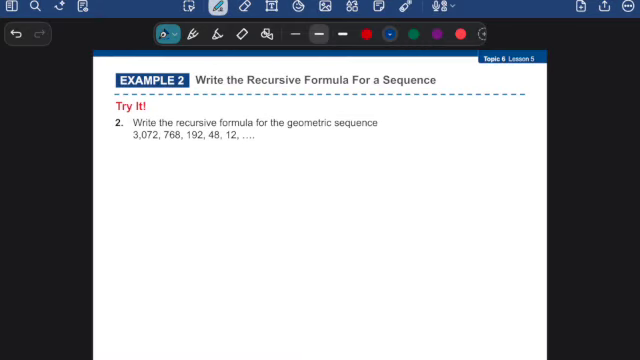Try it number 2. Let's write the recursive formula for this sequence. So they've told us it's geometric, then we're looking for a pattern where we are multiplying or dividing. Looks like we are dividing, or we're going to be multiplying by a fraction less than 1 because our numbers are getting smaller. So maybe look at the end. What do you do to 48 to get to 12? We divide by 4, which means we're multiplying by 1/4. Go ahead and check at the beginning. If you do 3,072 times 1/4, do you get 768? Yes, you do. So R is 1/4. Our common ratio is 1/4.